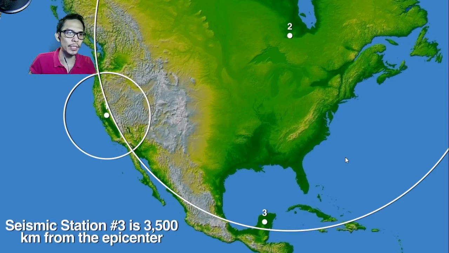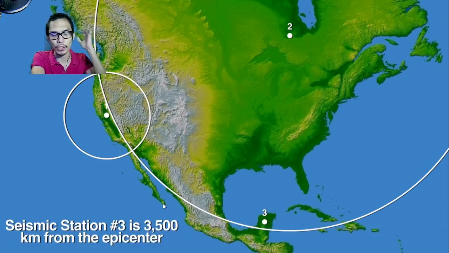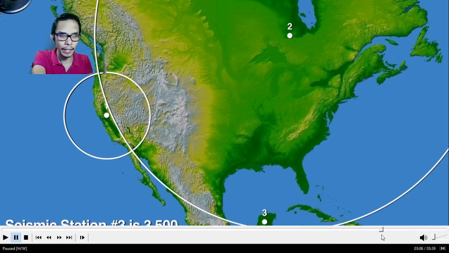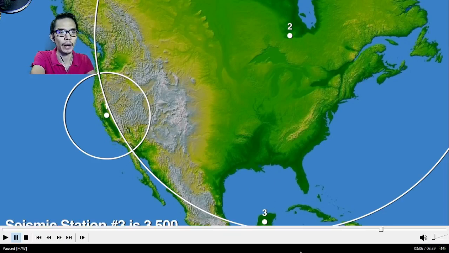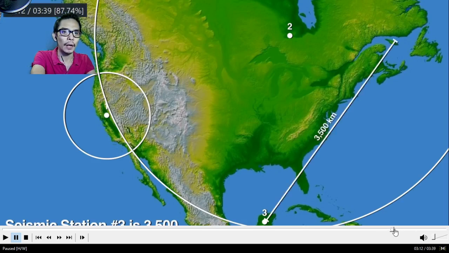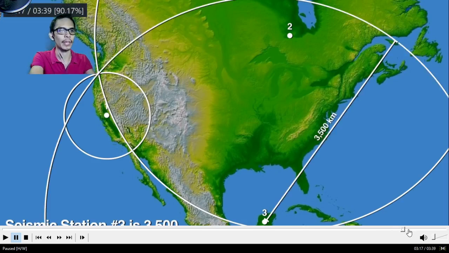Number 3 found that the distance from the epicenter is 3,500 kilometers. So that is 3,500 kilometers. Again, a warning: please be reminded that whatever scale you use on seismic station number 1 must be the same in all the seismic stations that you have right here. So let's draw a radius, let's draw a line, and let's draw a circle.